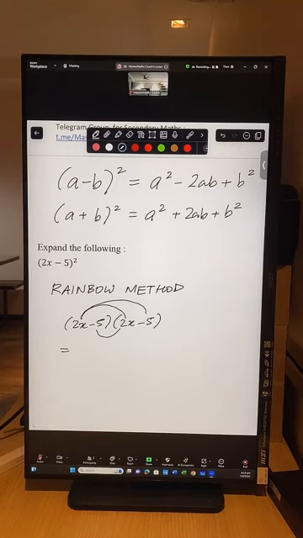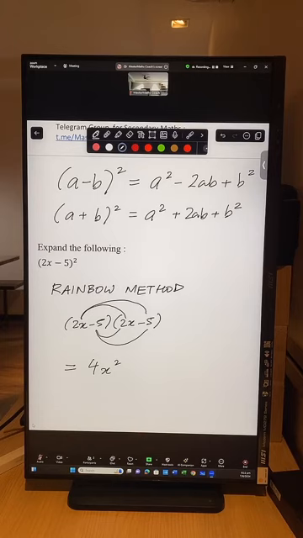Second term times first term, minus 5 times 2x. This one you must include the negative for the negative 5. And then negative 5 times negative 5. So what will this give you? 2x multiply 2x will give me 4x square.